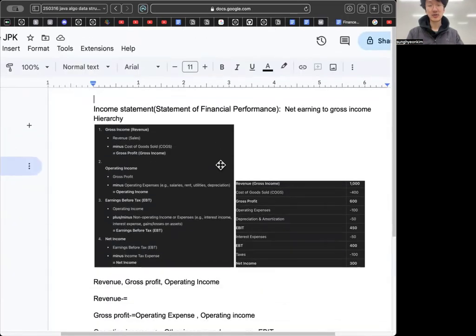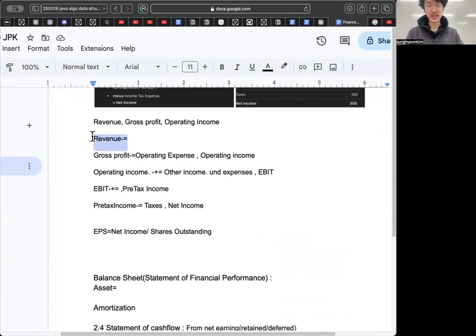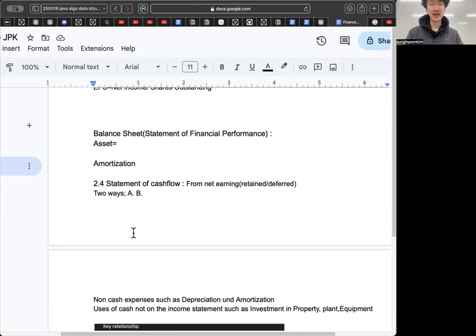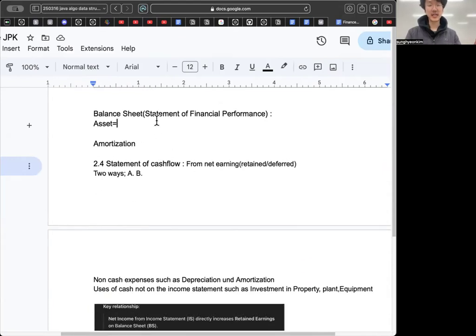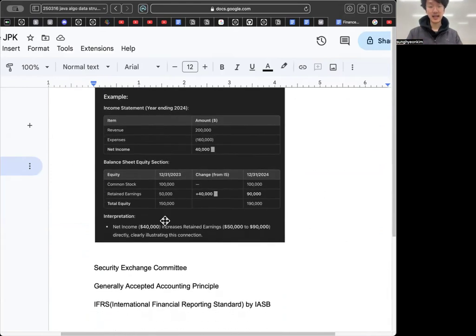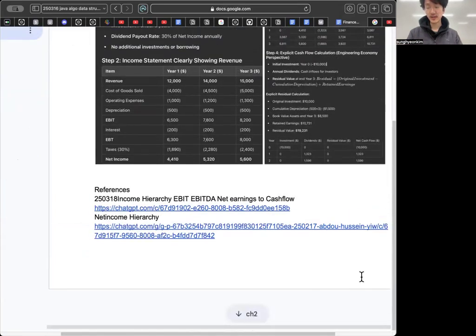So what I talked about today, the important thing is the income statement. This logic is important: revenue minus something, and you can get to net income. For the balance sheet, asset equals liability plus equity, and for each item there are things like amortization needed. For the statement of cash flow, from net income, you should deduct or add the items that are actually not reflected. Thank you very much.